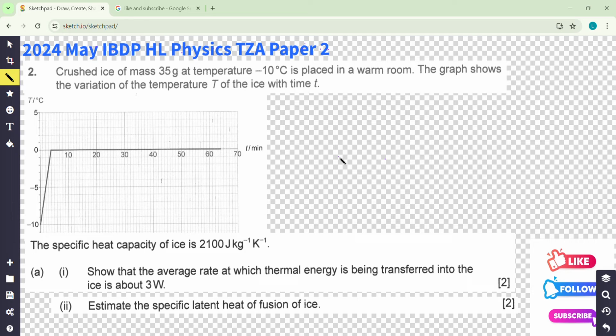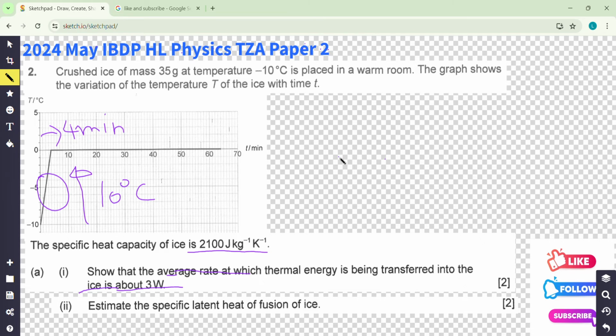Question 2 is about heats. Okay, look at the first question, A1 first. The average rate at which thermal energy is transferred to the ice is 3 watts. So look at the ice. What is given? It's given 2100 specific heat capacity. So talk about the time when it is rising up. It rises about 10 degrees Celsius in how many minutes? Look here, 4 minutes, okay?